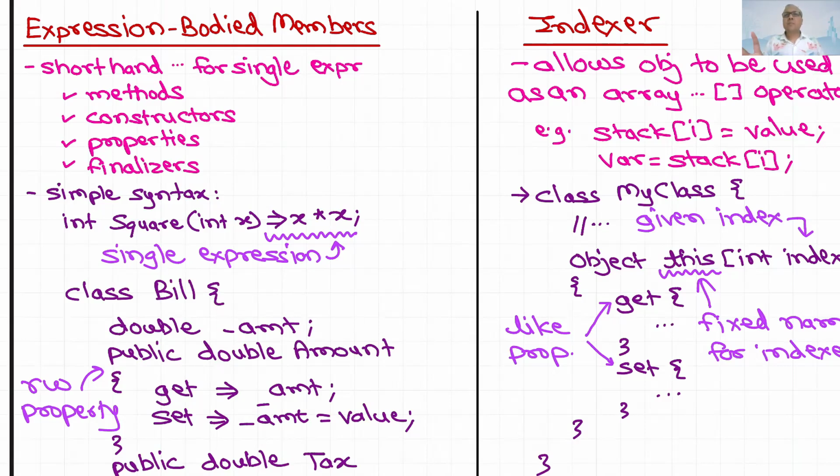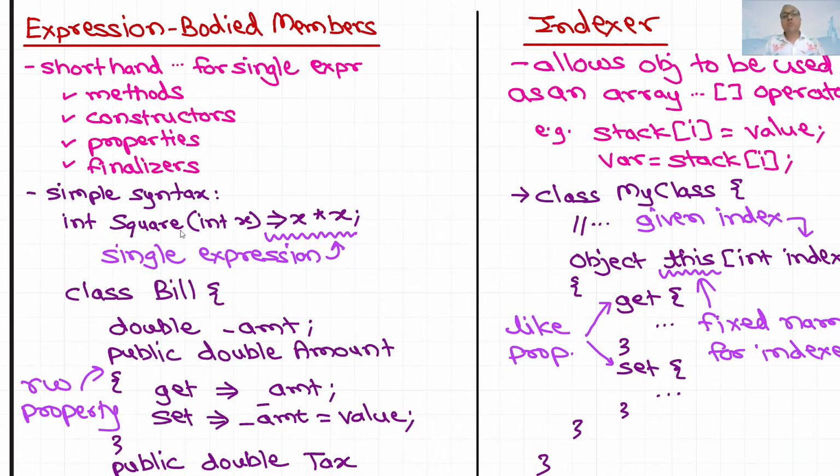This is more of a syntactical feature provided in C#. It is a shorthand for writing a single line of code, a single expression. I can use it for methods, constructors, properties, destructors, or finalizers, as you call them. Here is one very basic level example.